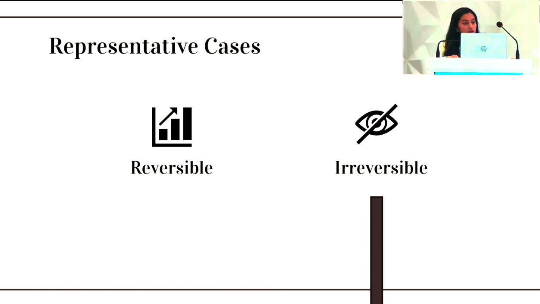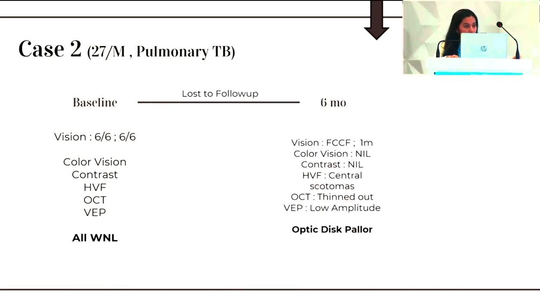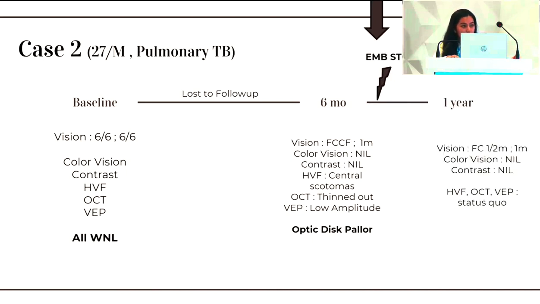Such was the case of a 27-year-old male with pulmonary TB, who after a period of missed follow-ups came back with severely diminished vision and optic disc pallor. And to this date, even after having stopped his ethambutol, satisfactory vision has not returned.